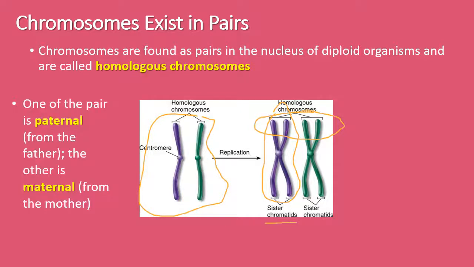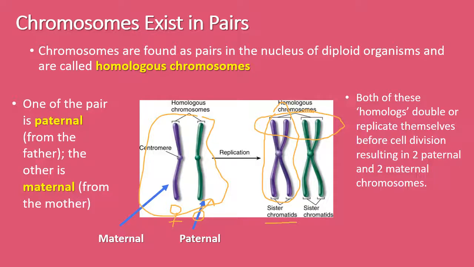So where we get these chromosomes from, with each pair of homologs, one came from the mother, so we'll say this one is from the mother, and one came from the father. Let's say the green one came from the father. And like I said, both of these homologs are going to replicate themselves before they divide. So you end up with two copies of each chromosome held together by a single centromere, and those copies are referred to as sister chromatids.